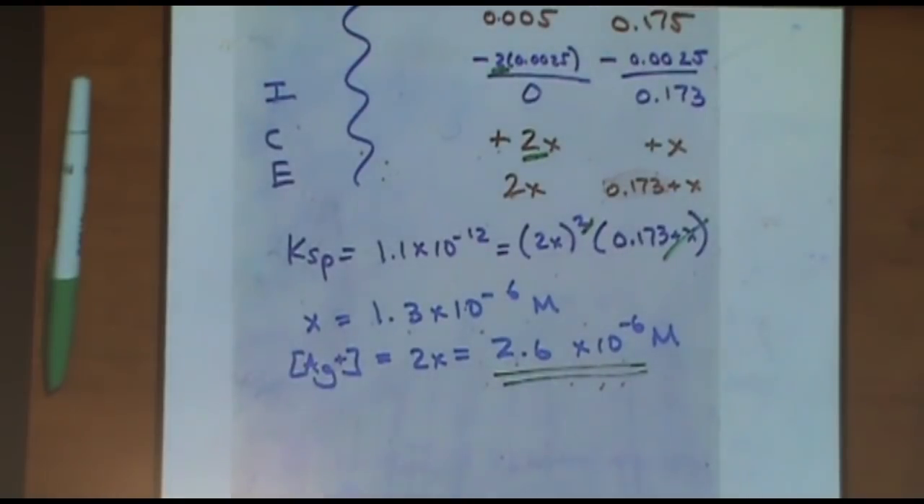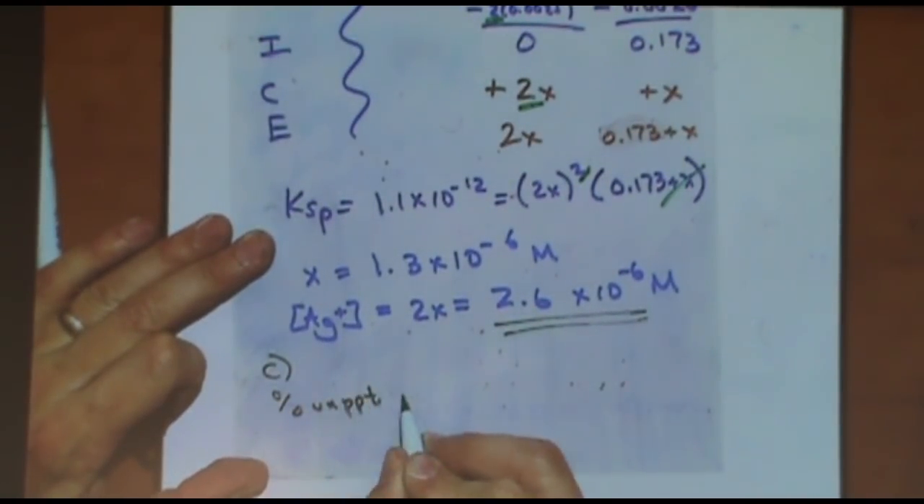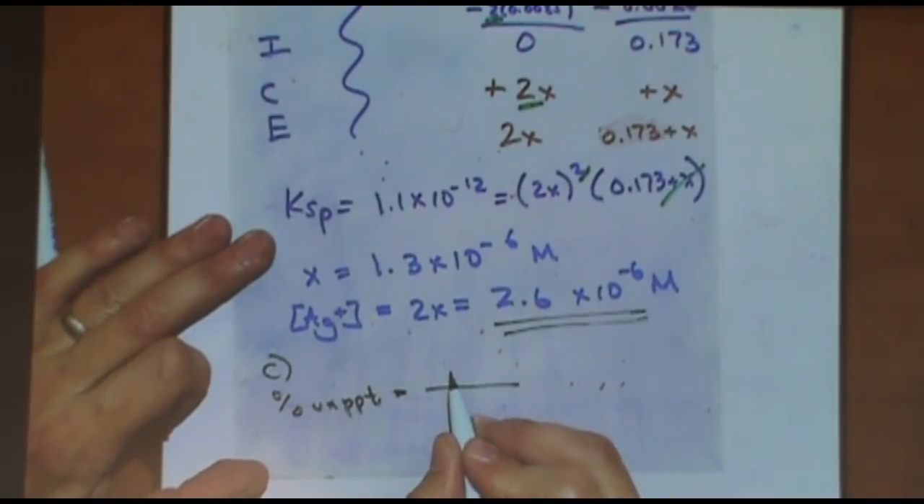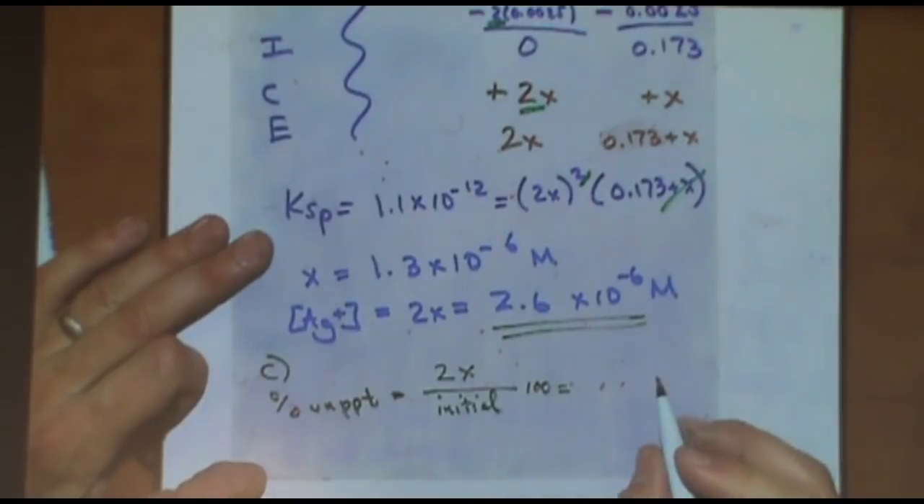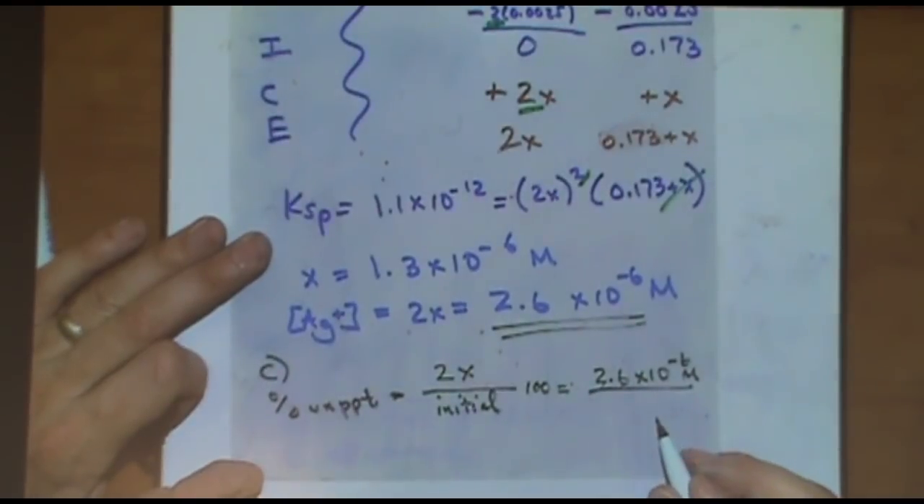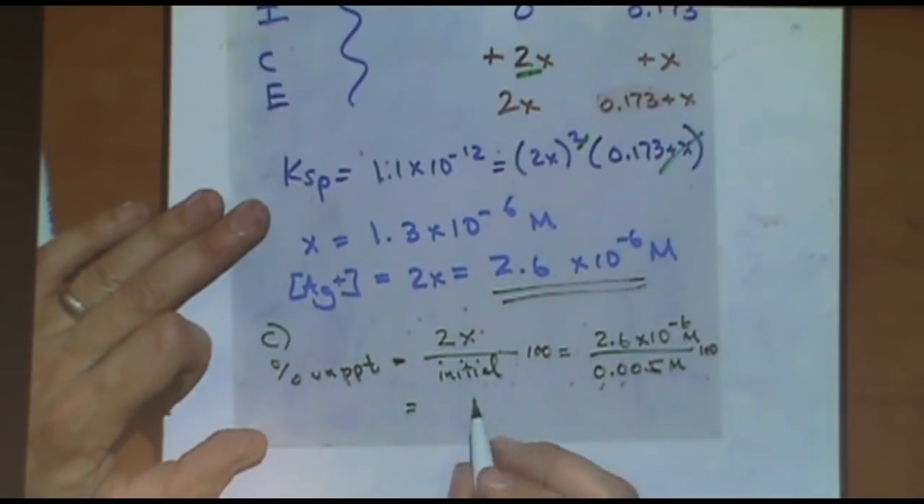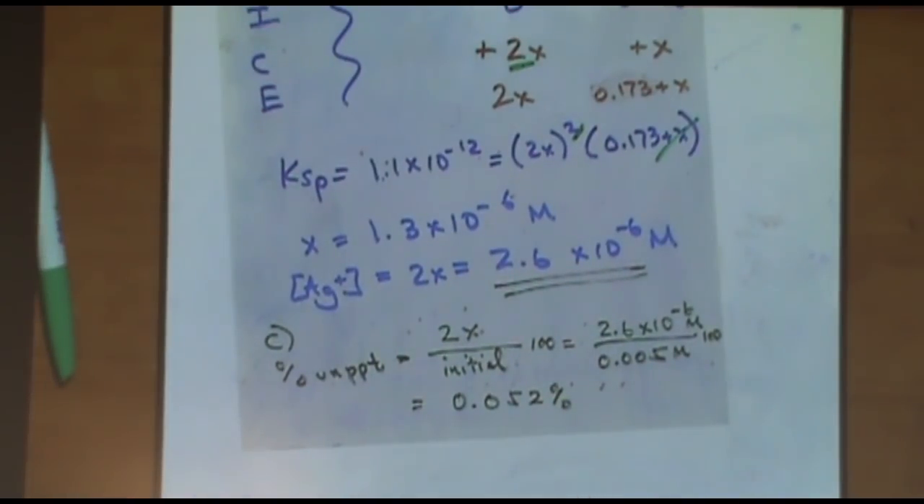The last part was the percent unprecipitated. To get the percent unprecipitated, so how much silver is left over, it's the amount of silver at equilibrium, 2x, divided by the initial amount of silver, times 100. So 2x, that was 2.6 times 10 to the minus 6 molar, divided by initial, which was 0.005 molar, times 100, 0.052%. So that's the amount of silver left in solution that's unprecipitated. So not too much.